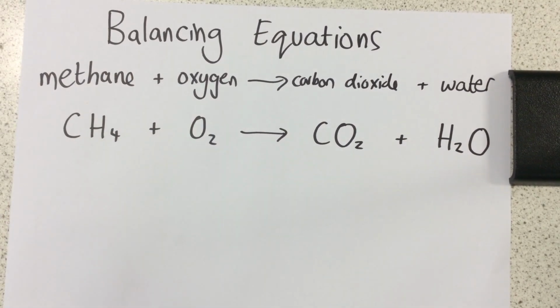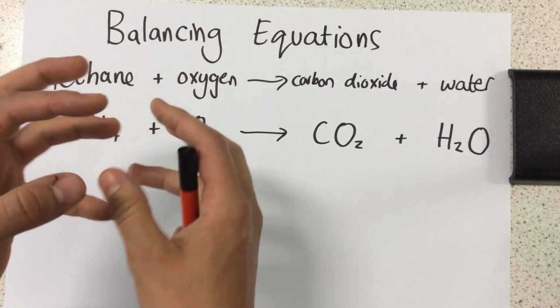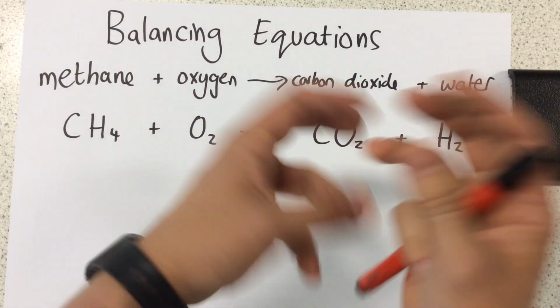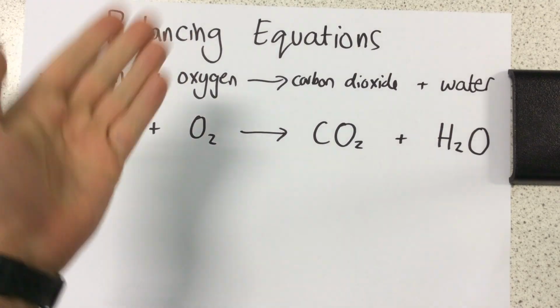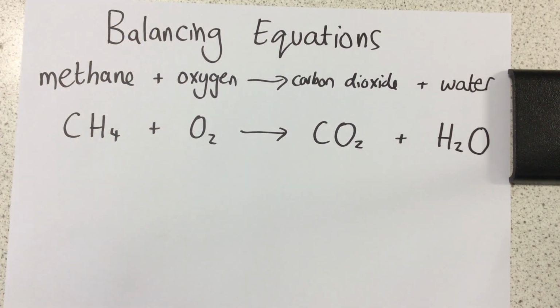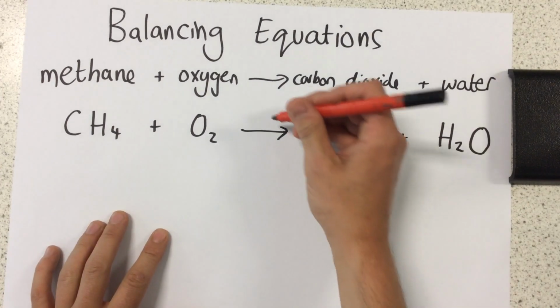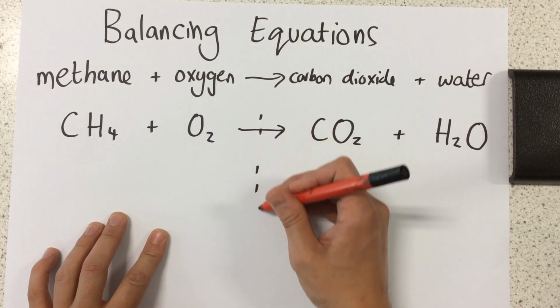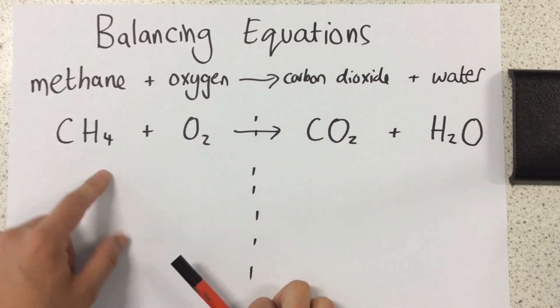Now the reason why we balance equations is because atoms are never created or destroyed. They're just moved from one state into another state or another arrangement. So we can't have atoms just popping into existence or popping out of existence. So how do we go about balancing an equation? Now the first thing that we do is we separate the two sides of the equation. So we separate our reactants from our products.